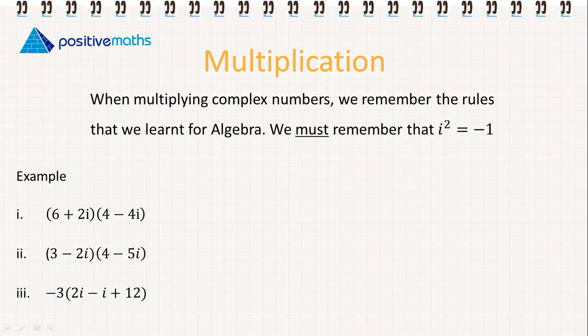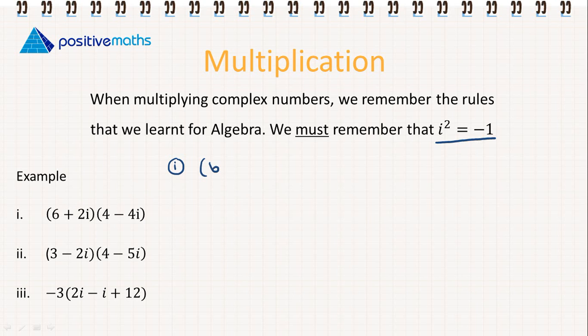So moving on to multiplication. When multiplying complex numbers, we remember the rules that we learned for algebra as well. We must, however, remember that i squared is equal to minus 1. And it's important that whenever we have i squared in an equation, we change it to minus 1. We will never leave it as i squared. Okay, so let's go through our examples.